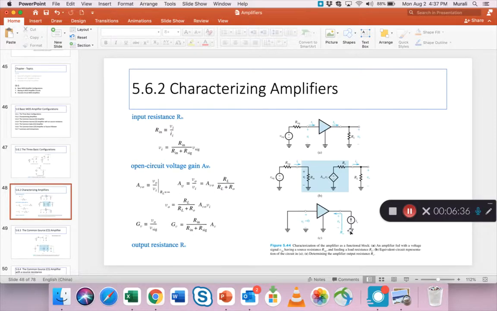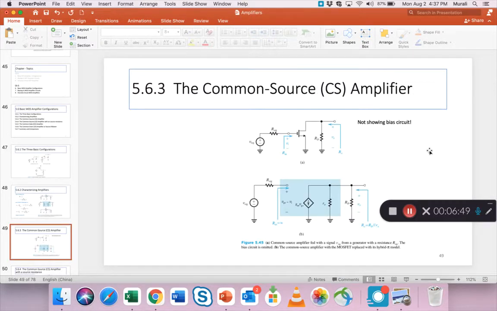And the output resistance is, if you put a current source and you measure the voltage across it, the voltage measured divided by the current. So these concepts are not new, you're familiar with them. So let's move on to the actual amplifier configurations.